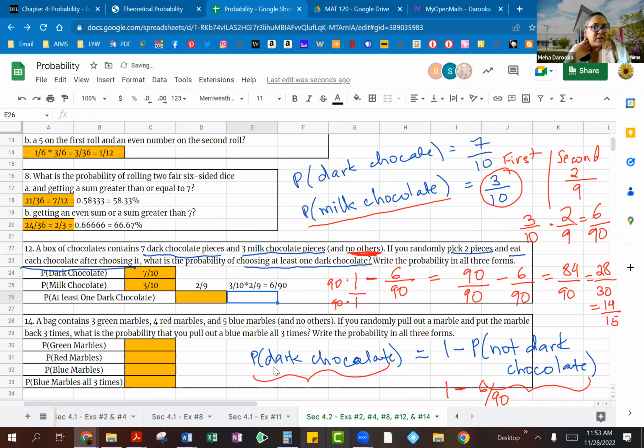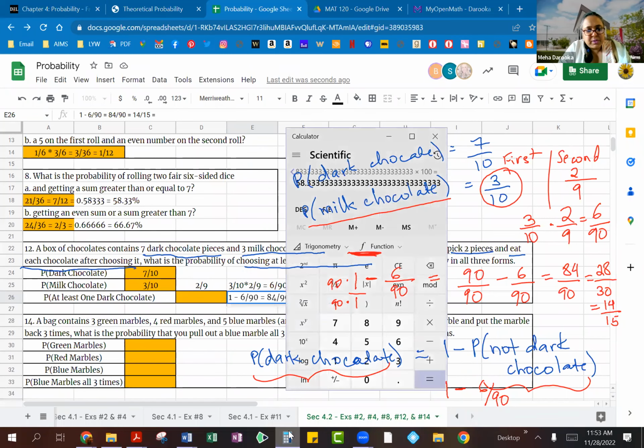And then to calculate your probability for at least one of them being a dark chocolate, this is where we use the probability of a complement. So that would be the 1 minus 6 over 90, which then comes out to be, as you saw in our arithmetic over here, 84 over 90, which will then reduce down to 14 over 15. And then, of course, we can convert that into decimal. And what will that look like as a decimal? 14 divided by 15.